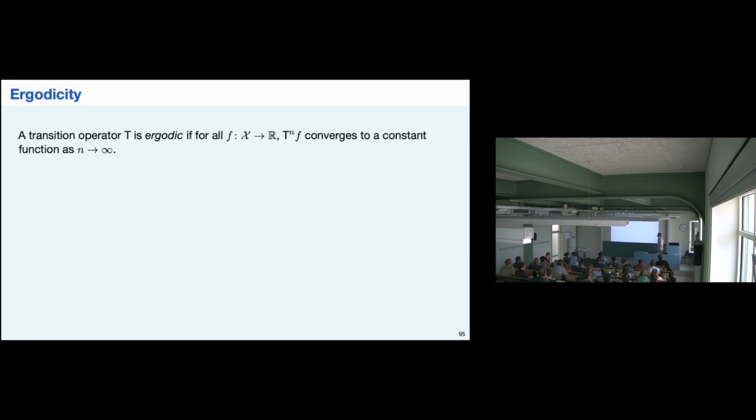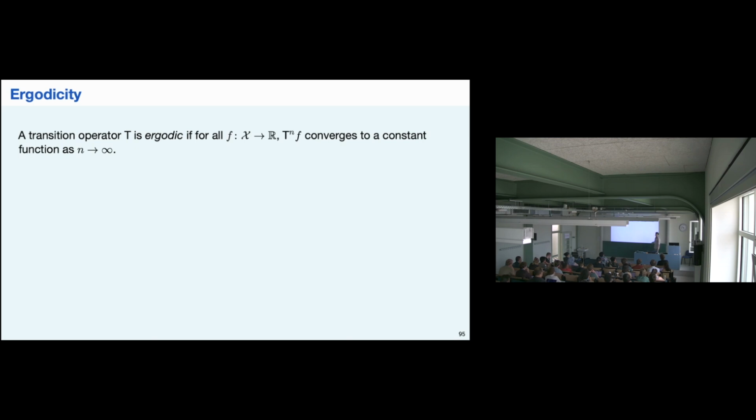Now, before I hand the word over to Michael, I just want to say a couple of things about the project. So one thing that I haven't really touched upon is limit behavior of these chains. So if you have a Markov chain with a transition operator T, in some cases, the iterated application of T to f converges to a constant function. And when this happens, we call this transition operator or the Markov chain ergodic. Now, why is this relevant, that this converges to a constant function?